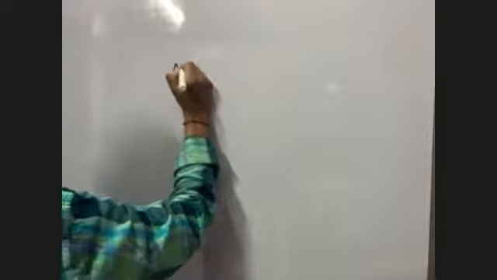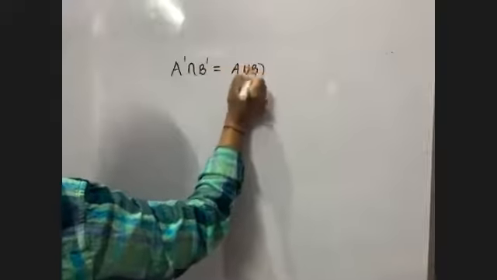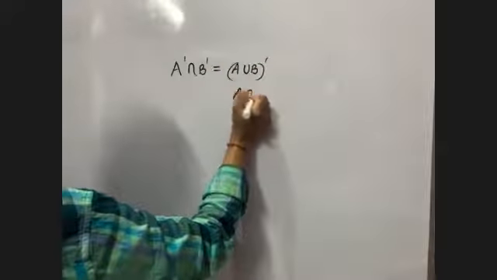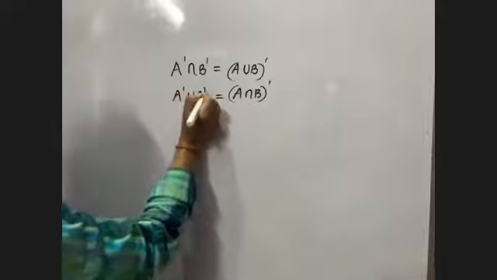Just remember that A complement intersection B complement is (A union B) complement, and (A intersection B) complement, you can write it as A complement union B complement. Remember this.